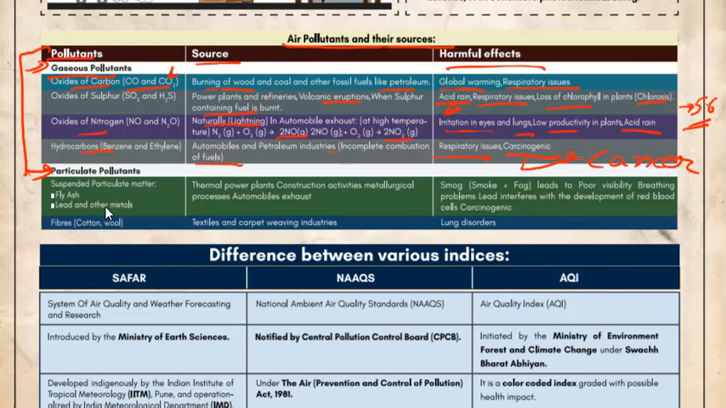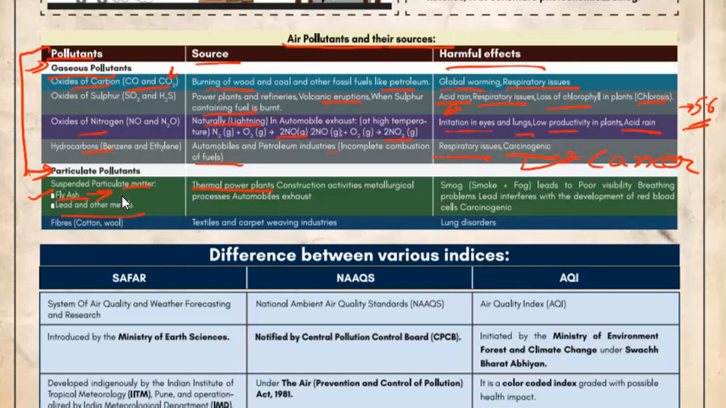Next is the particulate pollutants. What are the particulate pollutants? First is the suspended particulate matter, which includes fly ash, lead and other metals. Fly ash, do you know the main source of fly ash? This is actually the thermal power plants. Many state governments already have some regulations about the fly ash, like fly ash should be used in the proper way. Fly ash has different uses: it can be used in the cement industry, construction, and also in agriculture.